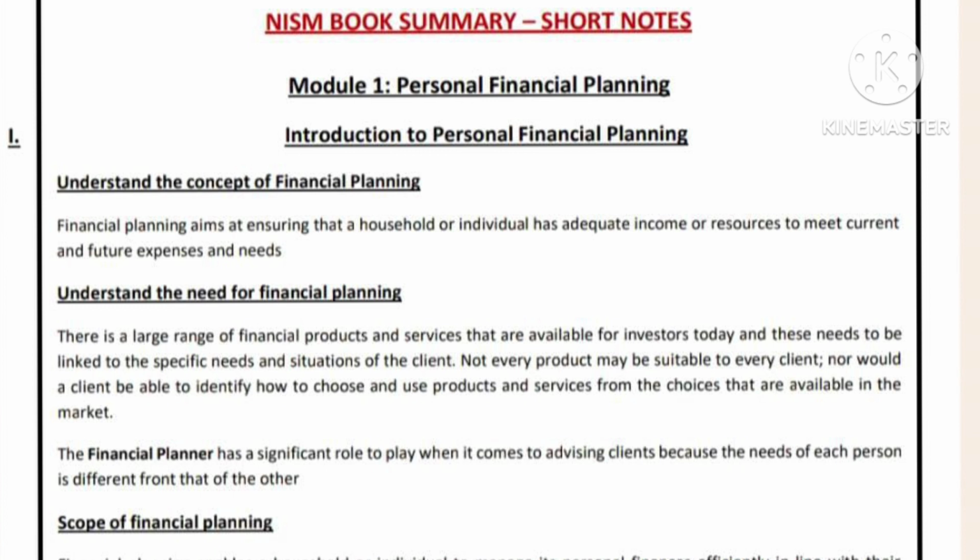Short term objectives can be, for example, if you want to do a short trip to Europe, so that can be a short term objective. So the objectives or the goals can be short term or long term. Depending on their objective, we have to design the products which are suitable to the client, considering his risk appetite.